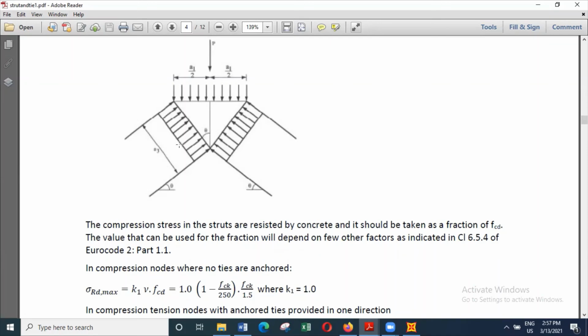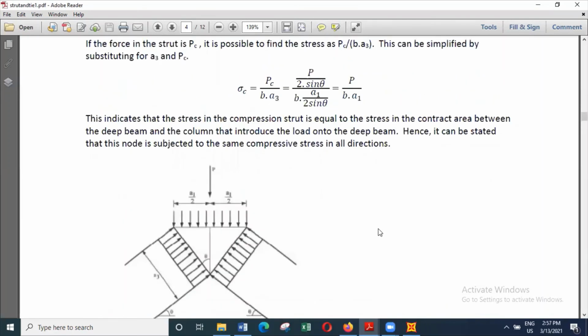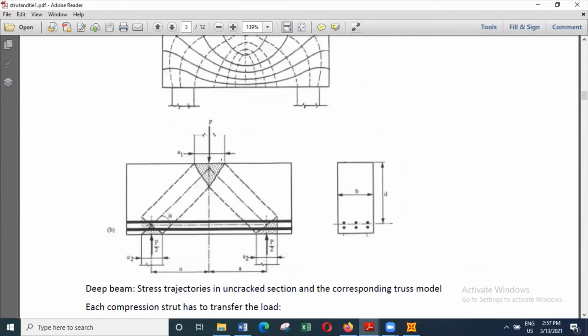So if you look at the situation here, the compression stress in the struts is resisted by concrete, and it should be taken as a fraction of FCB. So here you can see this is in compression. The value that can be used for this fraction will depend on a few other factors as given in this particular clause. So we'll see what those different situations are. So if you look at this particular location, we have shown that it's under compressive stress in all directions, which means it's a fairly favorable situation.